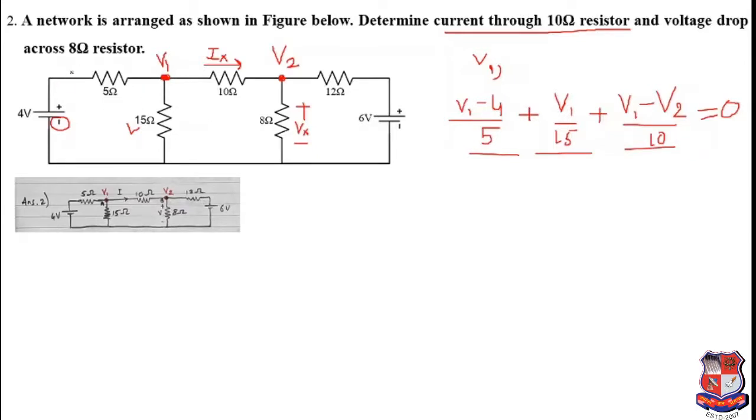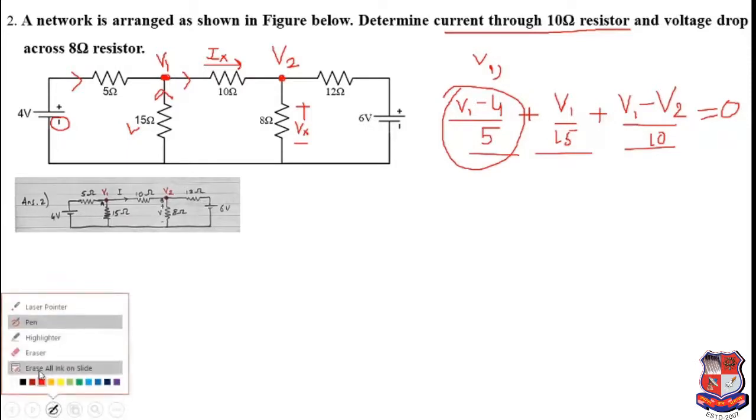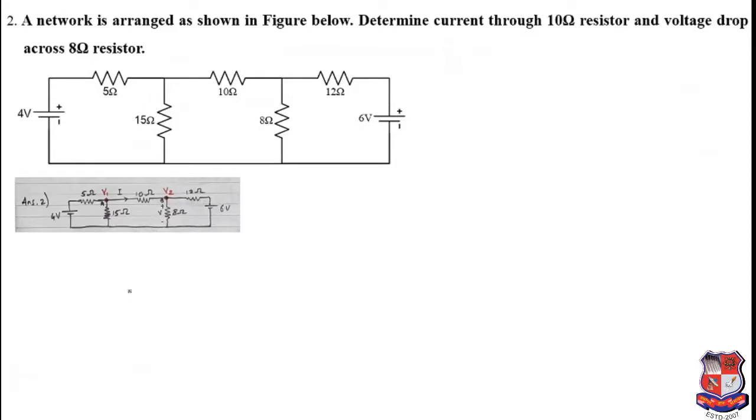Okay. So suppose this is in this way, this is this way, and this is this way. So these equations can be written in this form. Okay. So I have this is nothing but a current representation. V by R, V by R, V by R. It means addition of currents. Their addition will be equals to 0. Okay. So let us see the numerical.